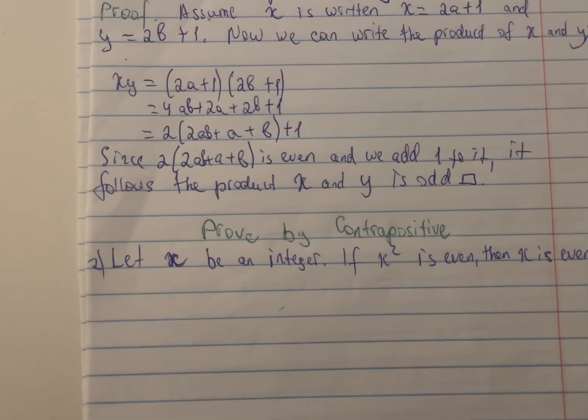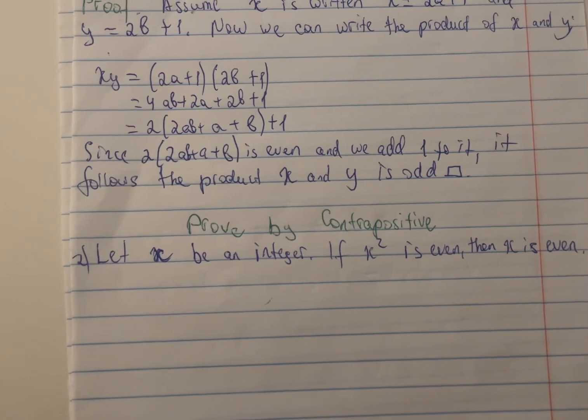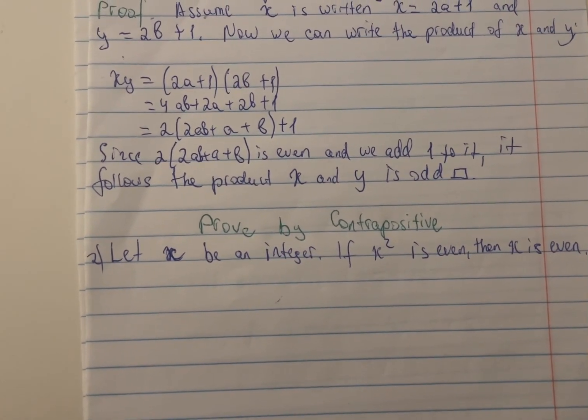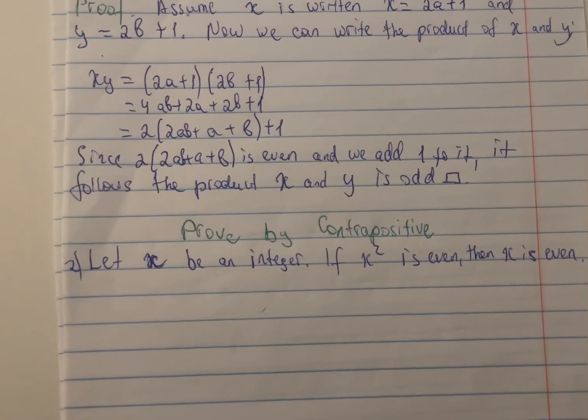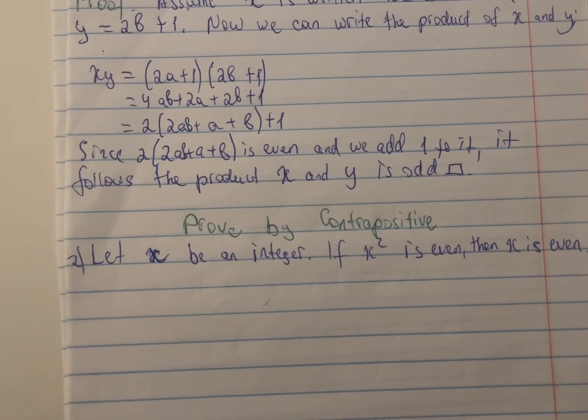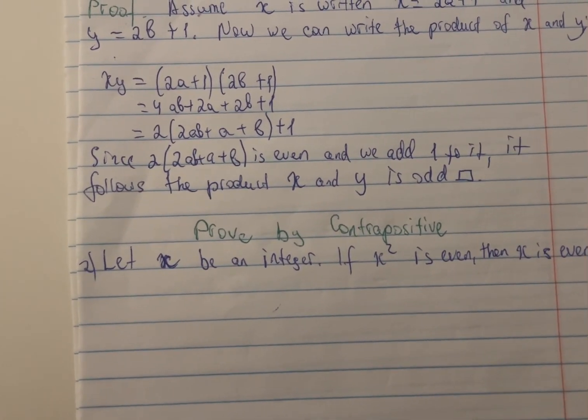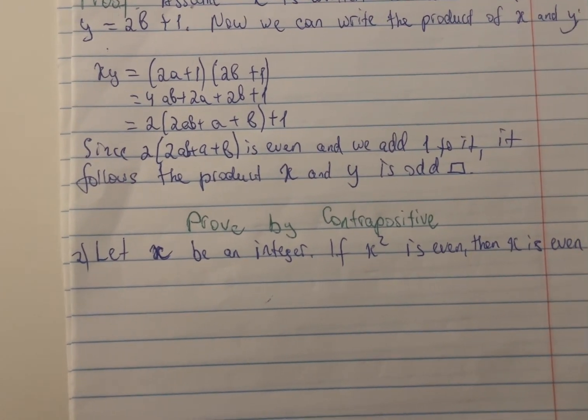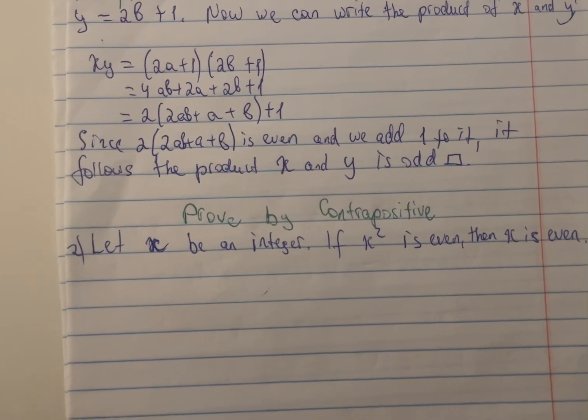For example, here you can see a question. Let x be an integer. If x squared is even, then x is even. Pause the video and try to think about that. So now let me explain what's going on here.